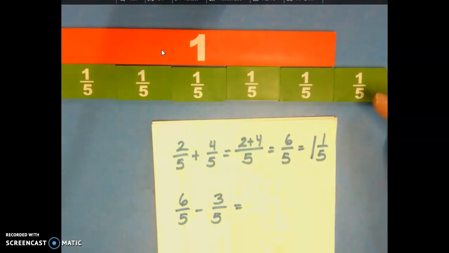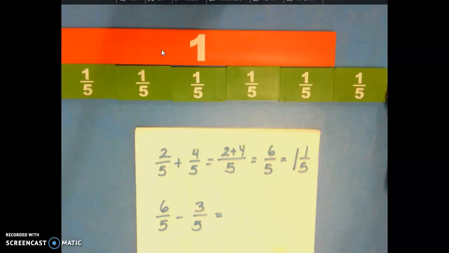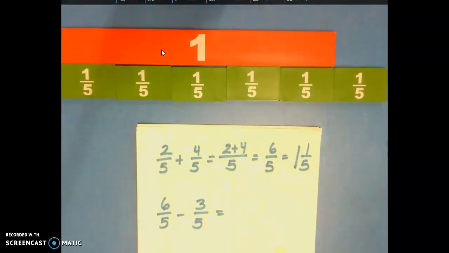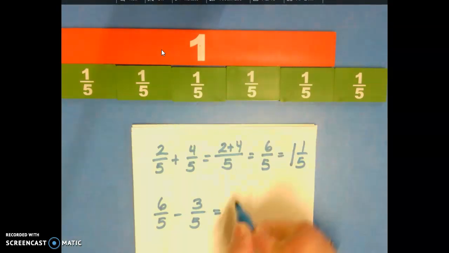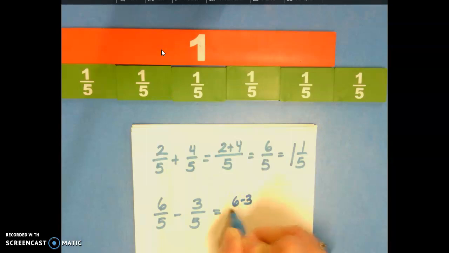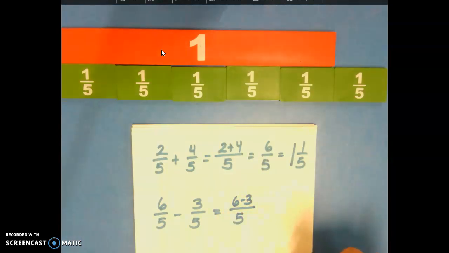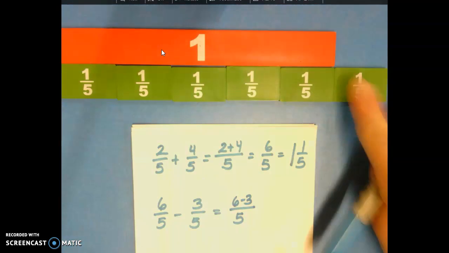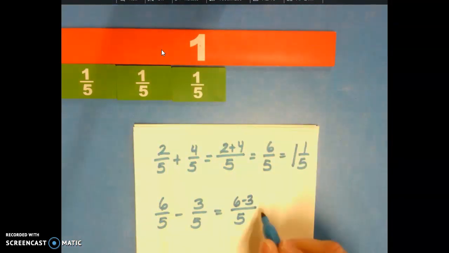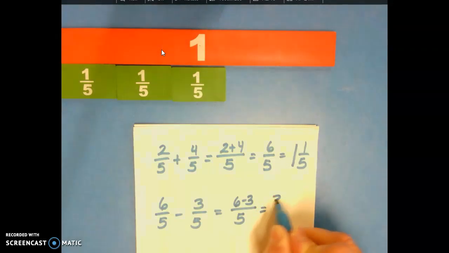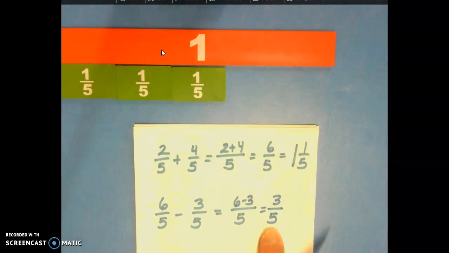Let's use our model. Here's 6 pieces of the 5th size. I'm going to watch my signs today because I know I'm going to have sometimes adding and sometimes subtracting. I'm going to take away 3. So again, in my mind, I'm doing the 6 minus the 3 part, but I'm still dealing with fifths. I'm going to take away 3 and think about what is 6 minus 3? It's 3. So I subtract my numerator. My denominator stays the same. I ask myself, is 3/5 in simplest form? Yes, it is. That is my correct answer.